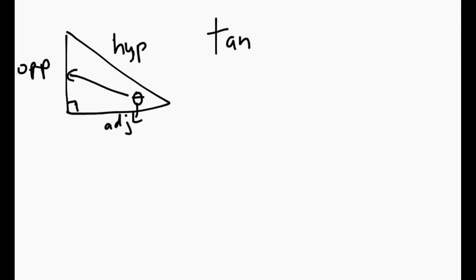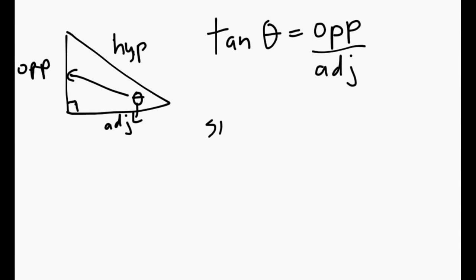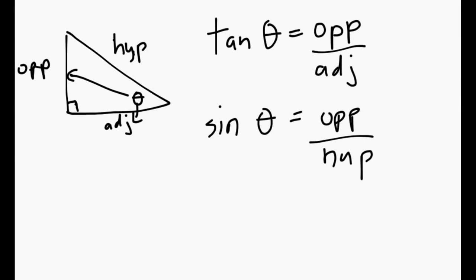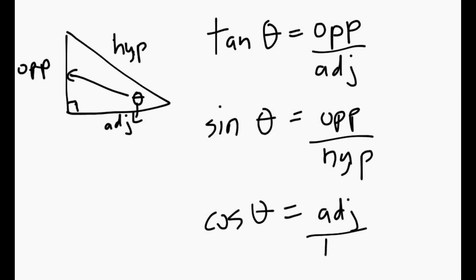So if our question has opposite and adjacent, we use tangent. If our question is opposite and hypotenuse, we use sine. And if our question is adjacent and hypotenuse, then we use cosine. So there's our three formulas for any particular right angle triangle.